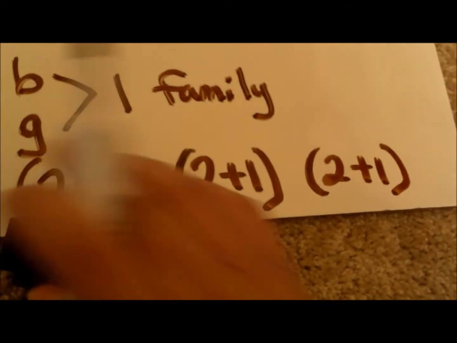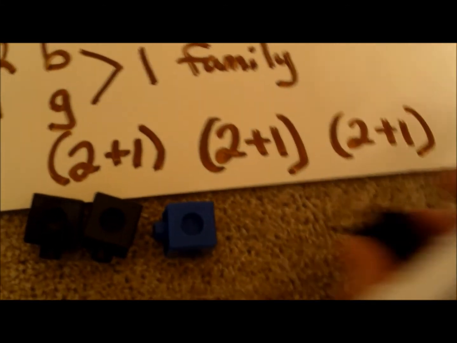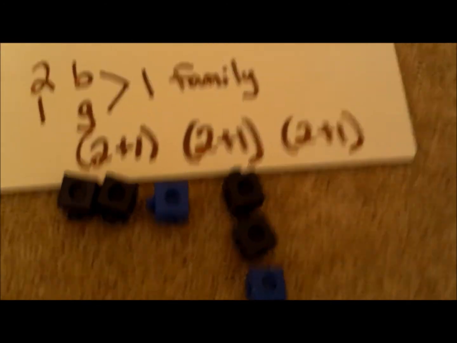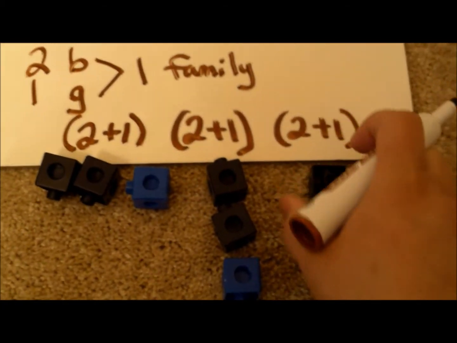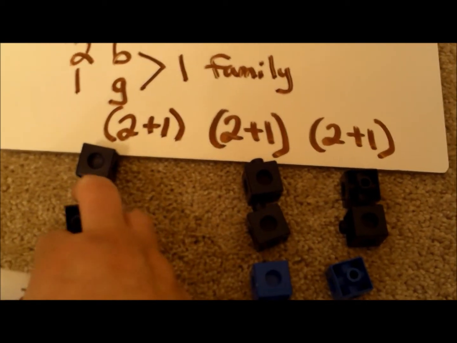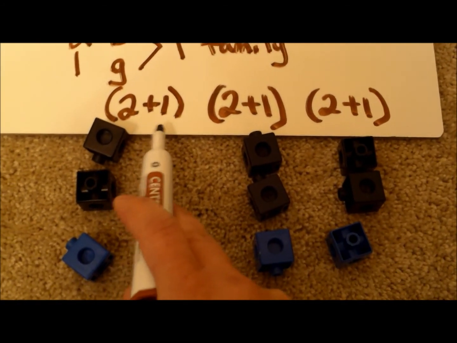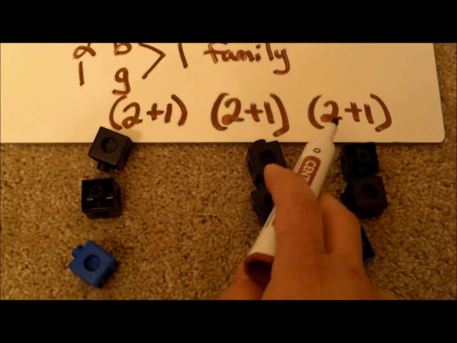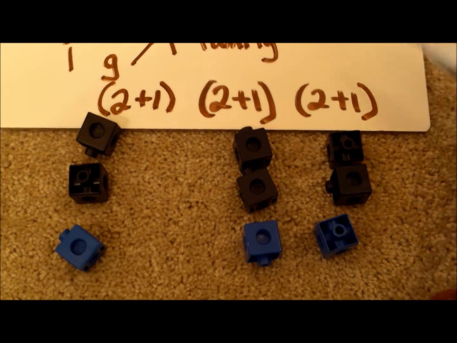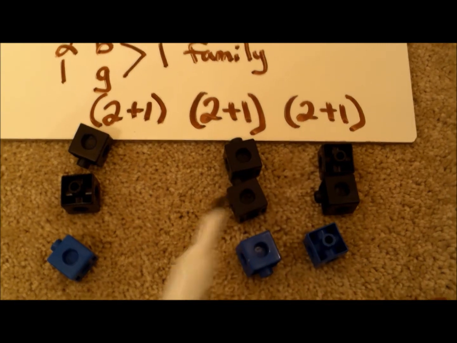Because remember, here's 2 boys and 1 girl. I'm going to have to go sideways on this one. 2 boys and 1 girl. 2 boys and 1 girl. Hopefully you're noticing something right now. 2 boys plus 1 girl, 2 boys plus 1 girl, and 2 boys plus 1 girl. How many of these do you see? Well, I see here's 1 family, here's 2 families, here's 3 families.